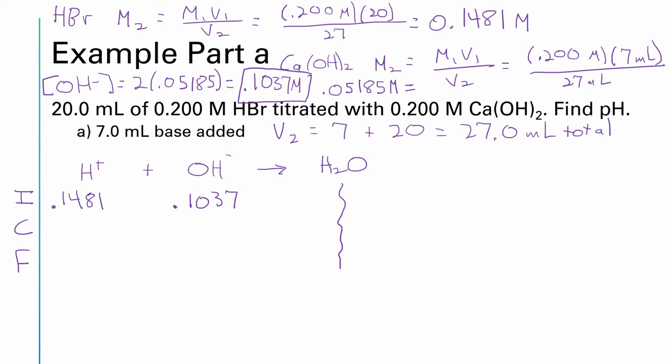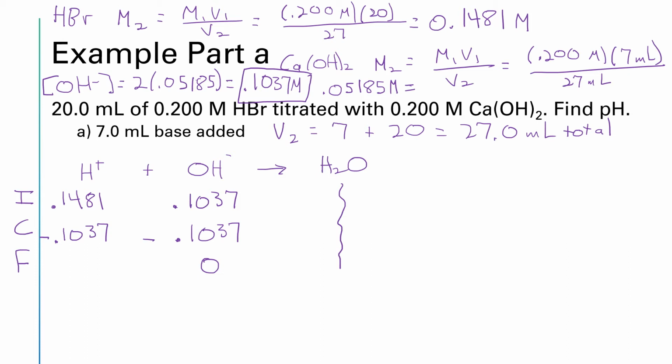So all of that hydroxide will react, so the change will be minus 0.1037 in the hydroxide, and that's also how much of the H plus will react, because that is the excess reagent. The excess reagent will react with the limiting reagent until the limiting reagent is entirely used up. So the final value will be 0 for the hydroxide ion, and for the hydrogen ion, it will be 0.1481 minus 0.1037.